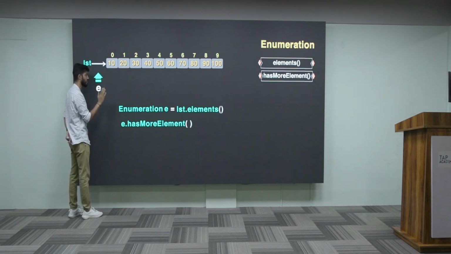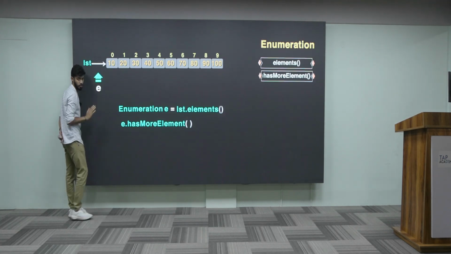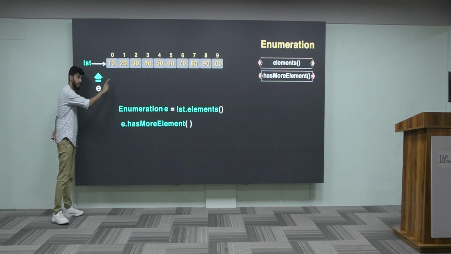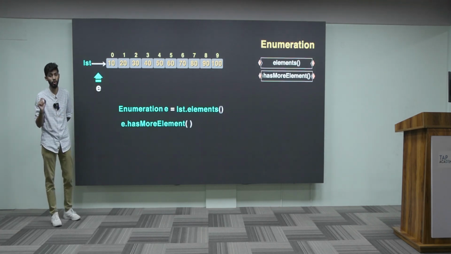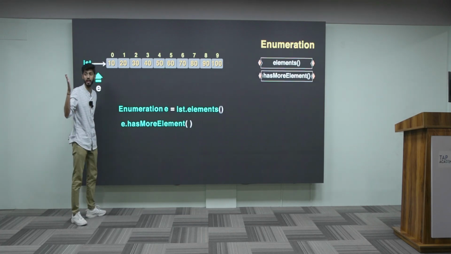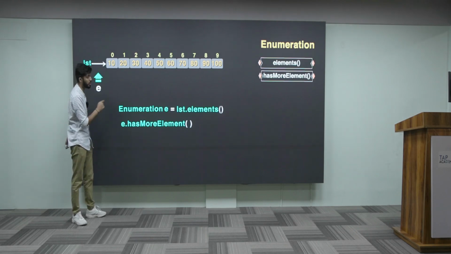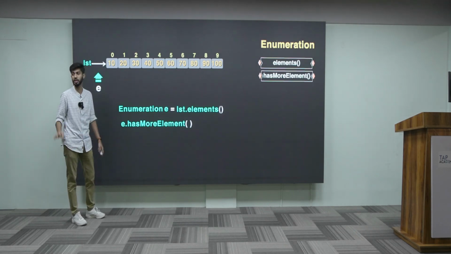But what exactly it does is, when you say hasMoreElements, it will see whether there are more elements on the right side of this cursor or not. Are there more elements on the right side of this cursor? Yes or no? If yes, then it will return true. If it is not there, then it will return false. Is that clear to you? So what does hasMoreElements return, if you ask? It will always return you a Boolean value.